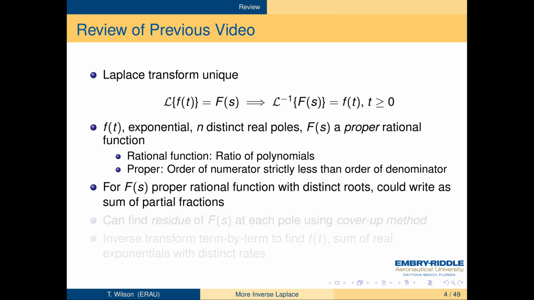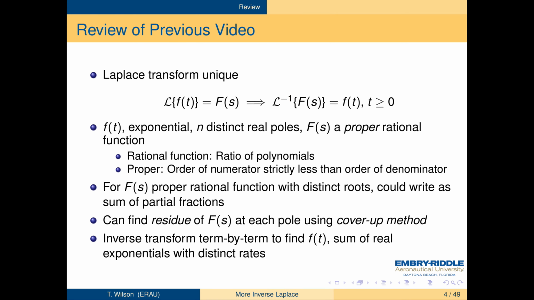When the Laplace transform is a proper rational function and has n distinct roots, we saw we could write the Laplace transform in a partial fraction expansion. We showed how to find the residue of each partial fraction term using the cover-up method. We could go back to the time domain from the Laplace frequency domain by term inverse transforming each partial fraction to recover a weighted sum of exponentials with distinct rates.